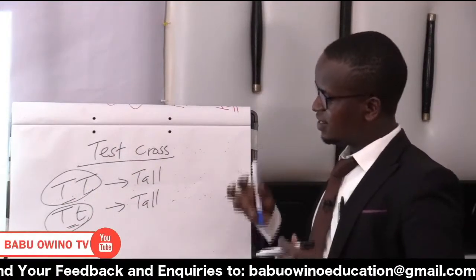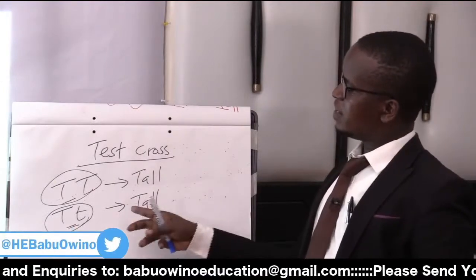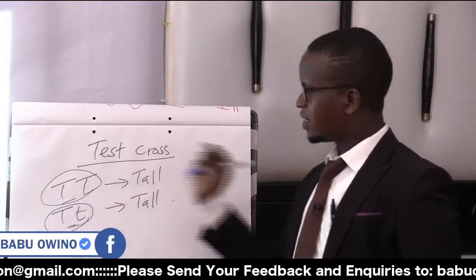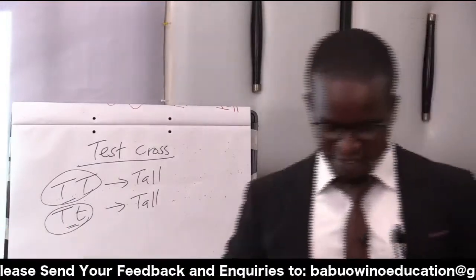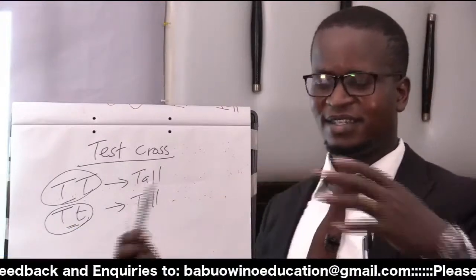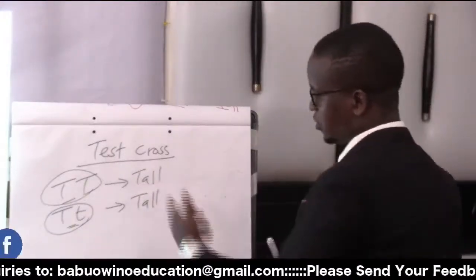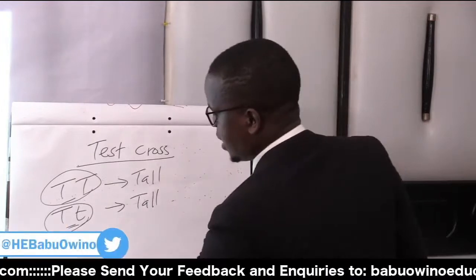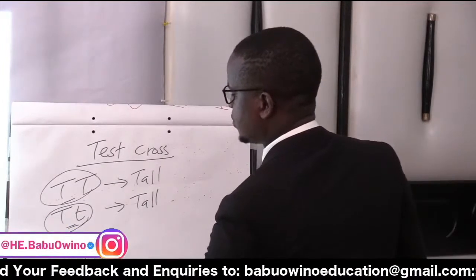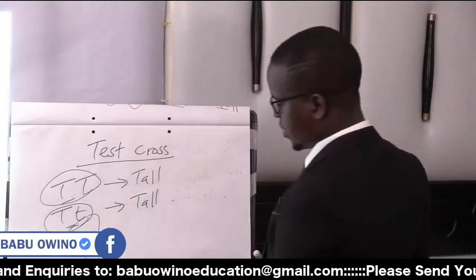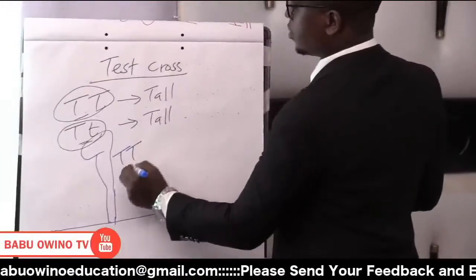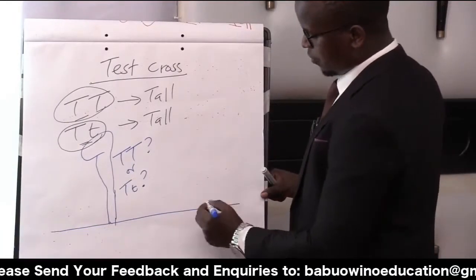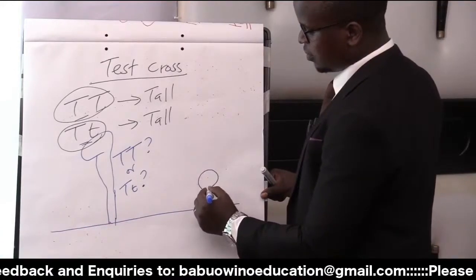So the investigation that you will carry out to enable you know whether the tall plant that you have come across is homozygous dominant or heterozygous, that is what we are going to refer to as a test cross. And a test cross is usually an investigation that occurs over a long period of time. Don't think it is just a crossing we just do on the board. So assuming I want to do an experiment, I have come across a garden pea plant which is very tall. How will I carry out an investigation to know whether it is capital T, capital T, or whether it is heterozygous? So what I will need to do is look for a homozygous recessive individual for this trait, which is height.